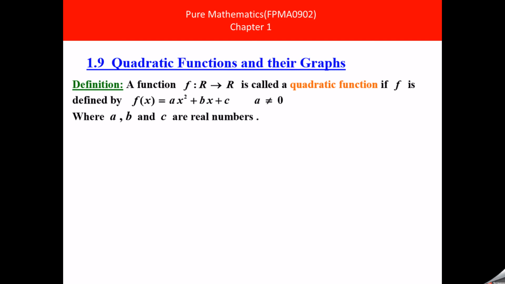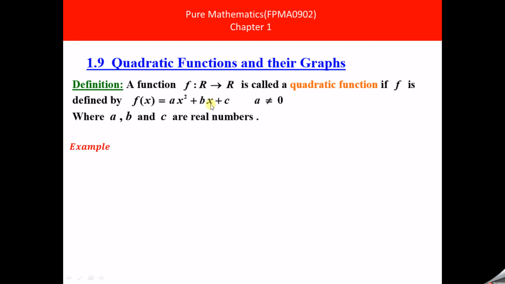So in this video we are going to discuss section 1.9, which is about quadratic functions and their graphs. So let us look at the definition of the quadratic function. A function f from R to R is called a quadratic function if f is defined by f(x) = ax² + bx + c, where a is not equal to 0 and a, b, c are any real numbers.